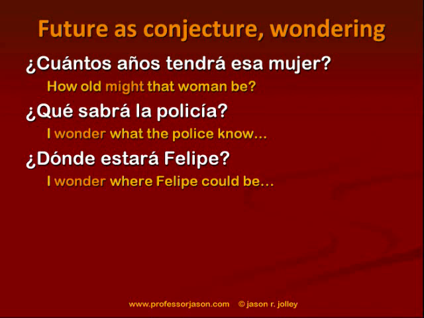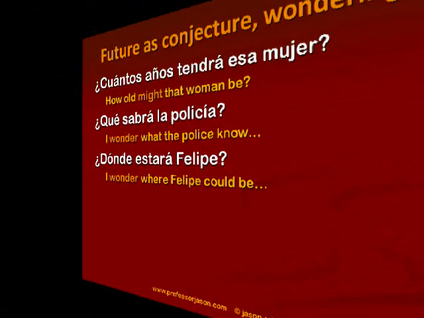Or if I say, ¿Qué sabrá la policía? It means, I wonder what the police know. Or, ¿Dónde estará Felipe? Using the future tense, it means, I wonder where Felipe could be, or really, I wonder where Felipe is, because the emphasis in terms of time frame in all of these examples is not on the future, but wondering about the present state of affairs.